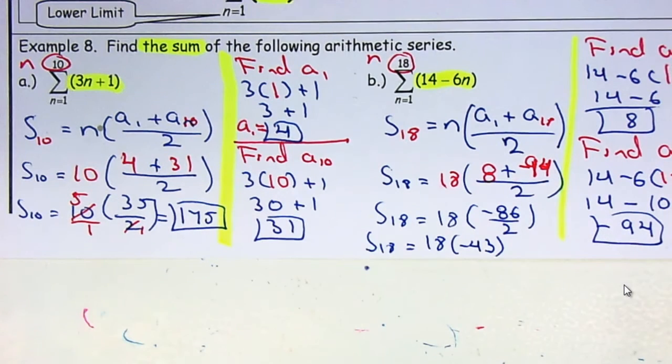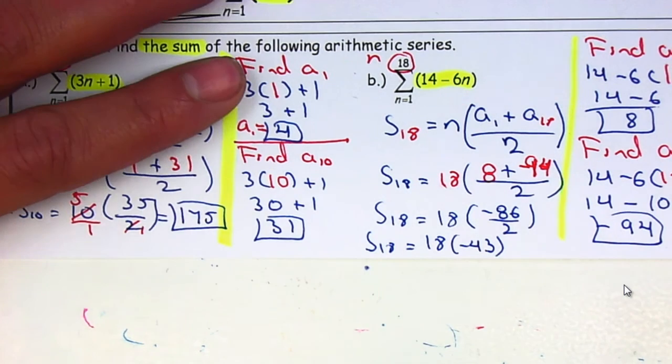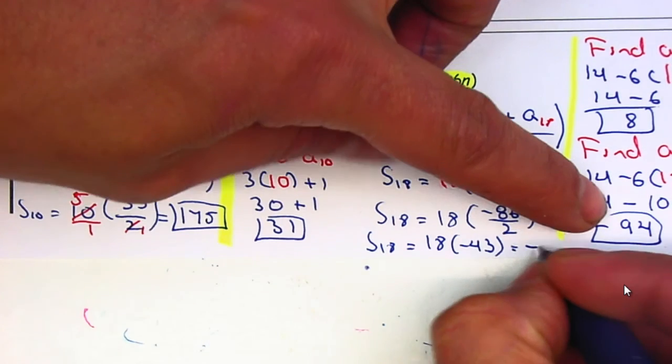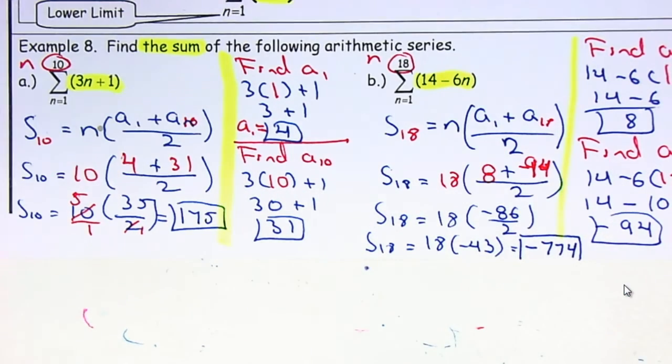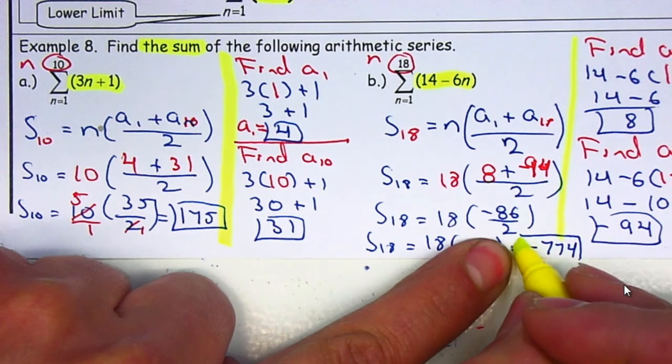And when we multiply 18 times negative 43, that'll be negative 774. This is your answer. That'll be the sum of the first 18 numbers.